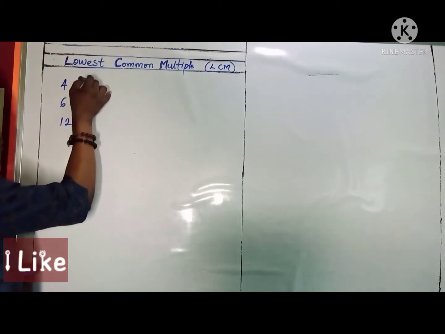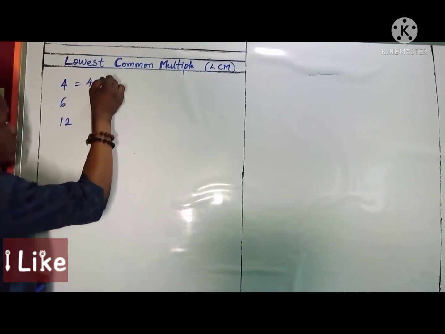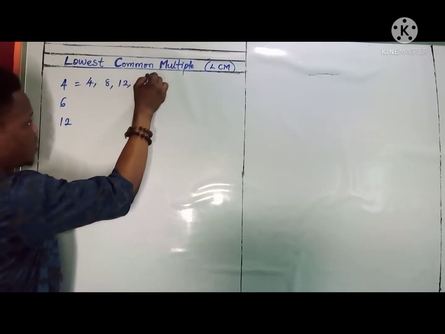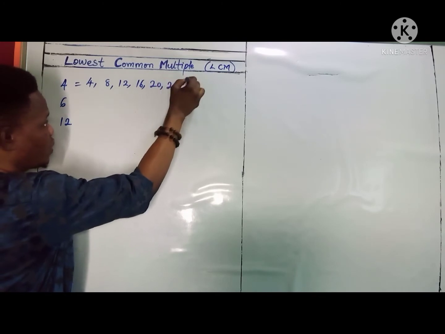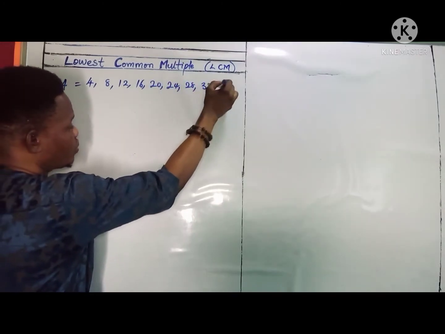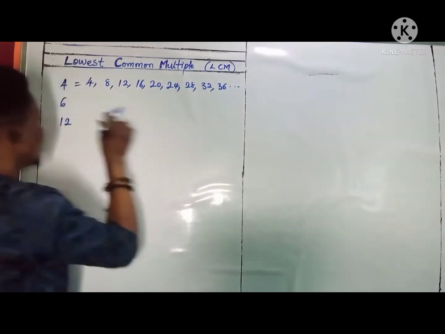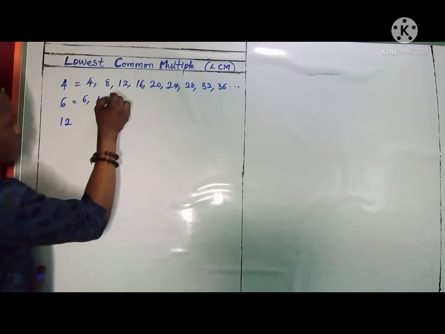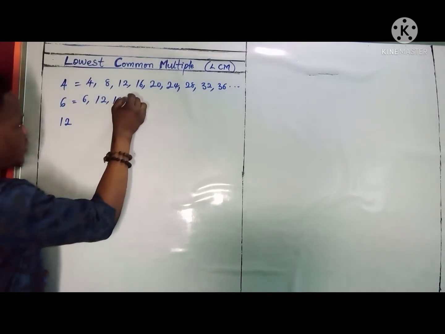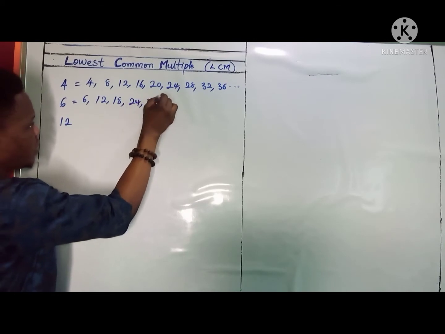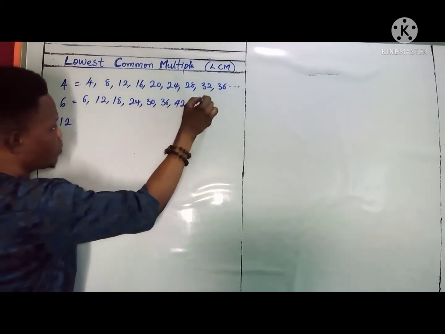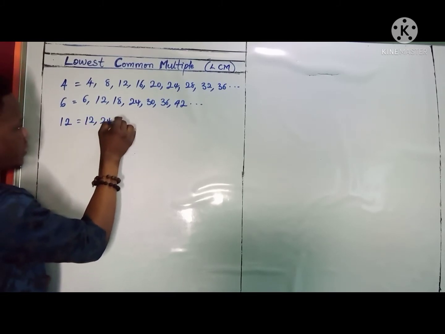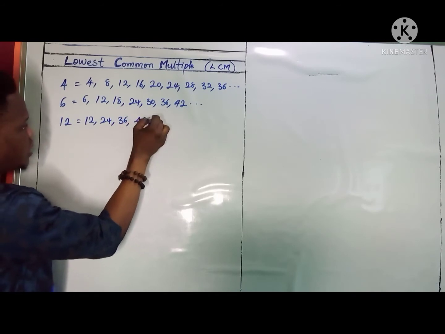For 4 we have 4, 8, 12, 16, 20, 24, 28, 32, 36, and so on. For 6 we have 6, 12, 18, 24, 30, 36, 42, and so on. And for 12 we have 12, 24, 36, 48, and so on.